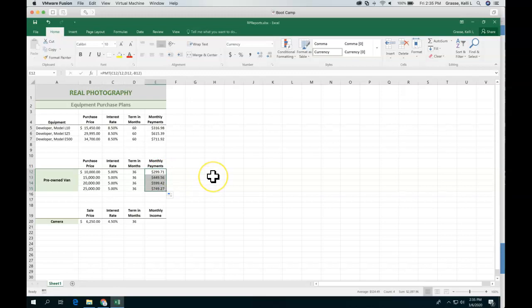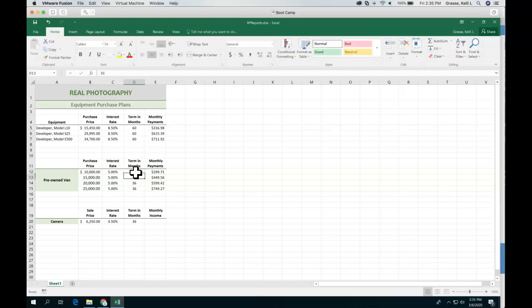So again, we can see here the payment. It's figuring out for us how much that monthly payment would be depending on the different vans that we might be looking at. So, different ways we could change that if we want to. We could change our terms in months. We could say, you know what, we're going to pay this off in 48 months instead. We could see how that adjusts our payments.